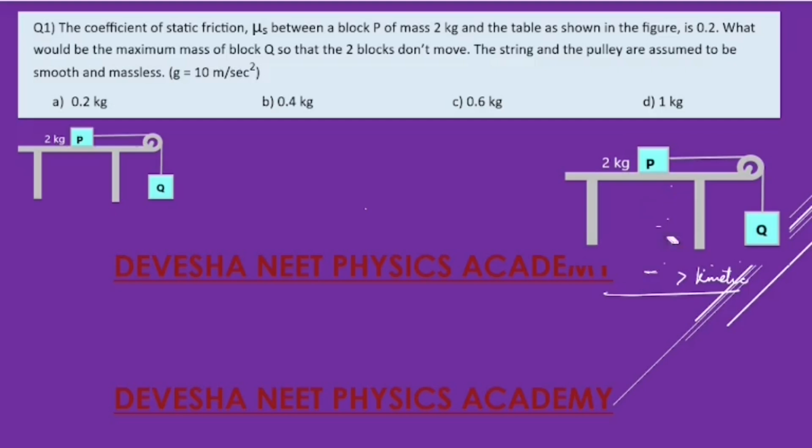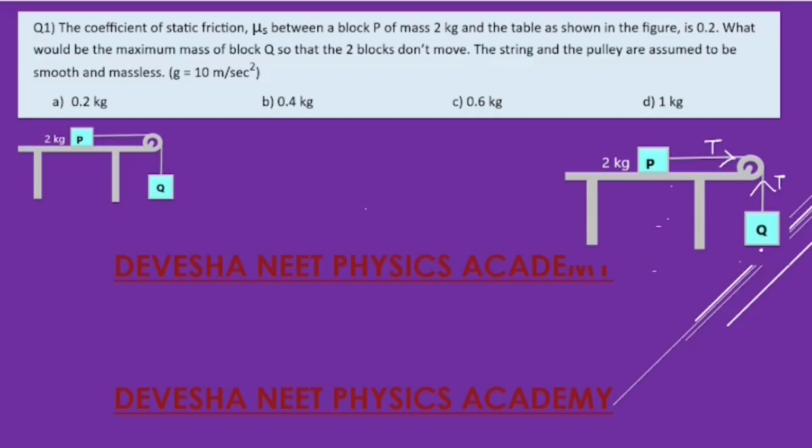Okay, coming back to the problem. Here we are given two blocks P and Q, and they are not moving. It means there is an equilibrium, right? There is a tension T acting on this rope here, and there is a tension T acting on this rope here.